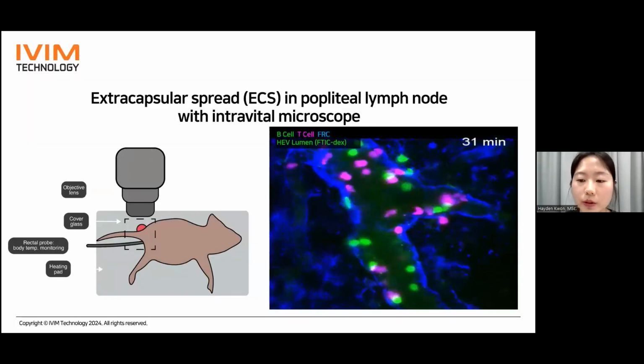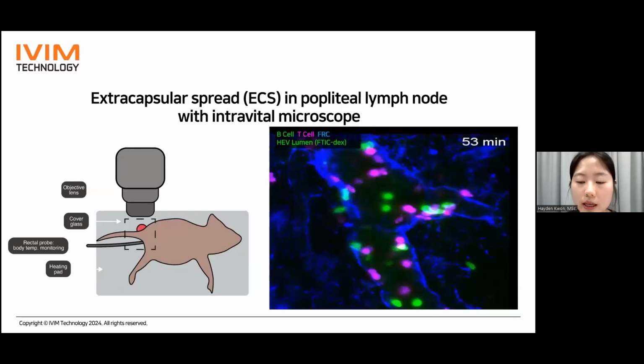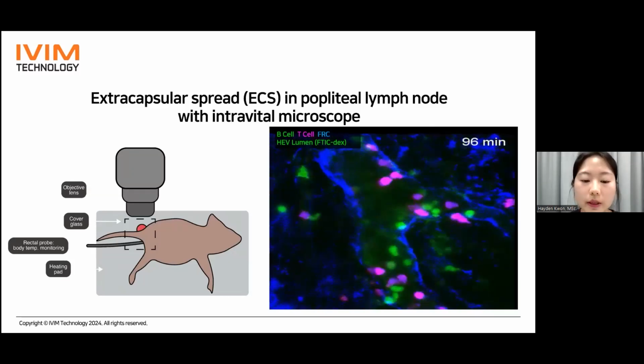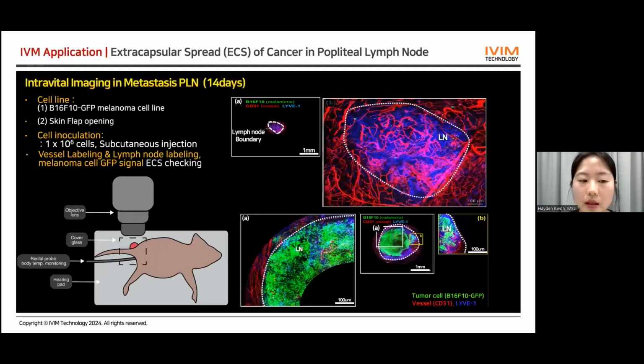This time, we observed the extracapsular spread and metastatic forms of cancer cells in the popliteal lymph node using in vivo microscopy. In this case, we directly injected the B16F10 melanoma cell line, which carries the GFP signal too, into the popliteal lymph node and visualized the results on the 14th day. At this time, we confirmed tumor formation even in locations close to the boundary of the popliteal lymph node.